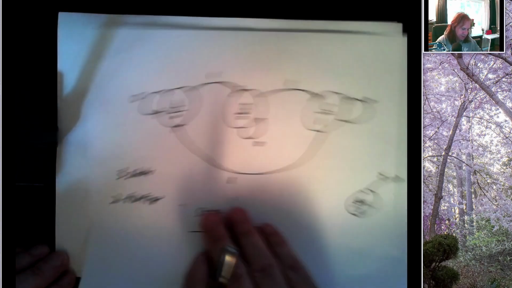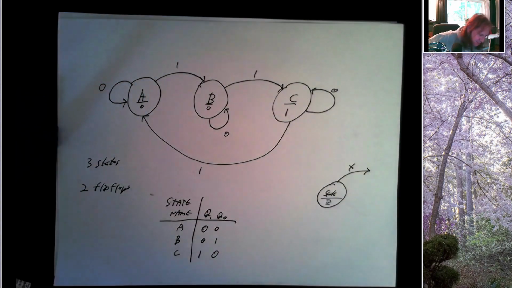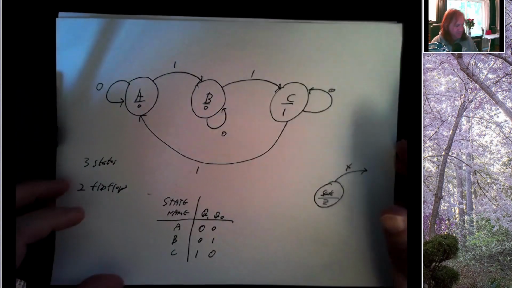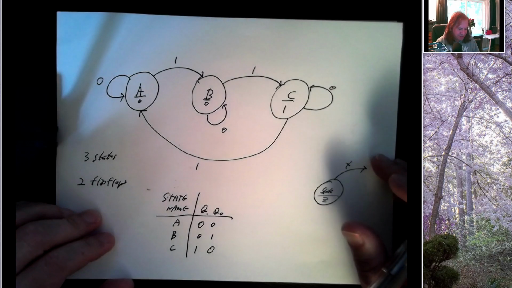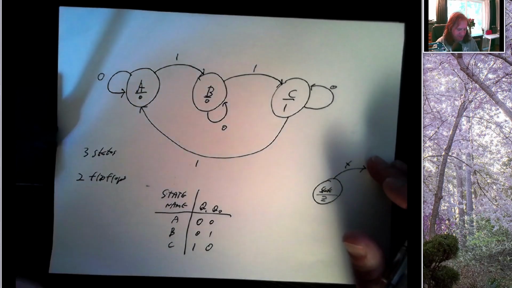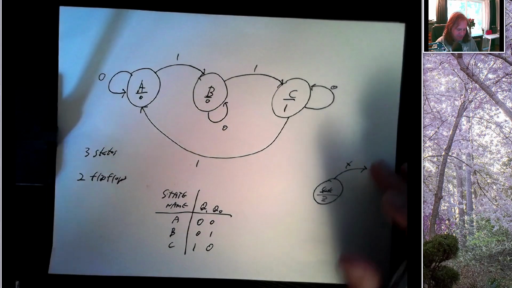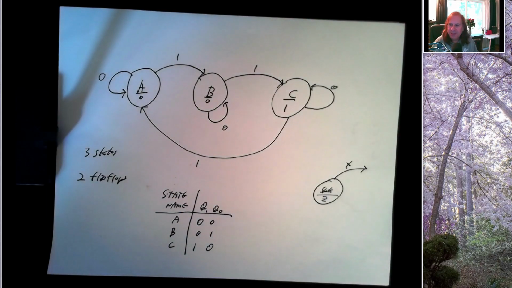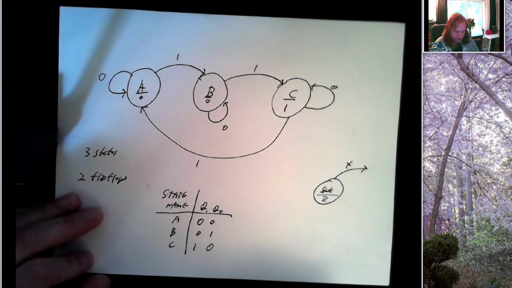All right, so final topic in our discussion of state machine synthesis. So let's go back to that last machine we developed in the previous class. This was a three-state machine, and we noted with three states, two flip-flops would suffice, because with two flip-flops we have four possible combinations of flip-flop states, and we only need three combinations.